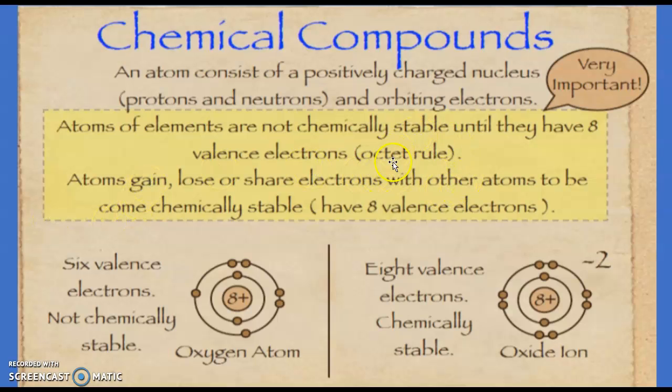They're trying to get to the octet rule, so they want their outer energy levels to be full. In an ionic bond, atoms will gain or lose electrons in order to achieve the octet rule. For example, this oxygen only has 6 valence electrons. Once it gains 2 valence electrons, it becomes a -2 anion, or oxide ion.